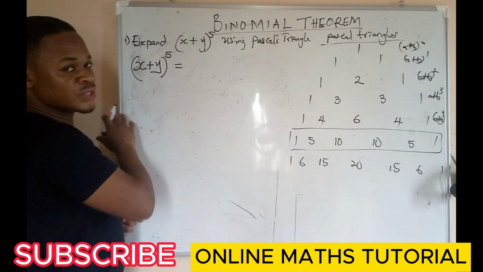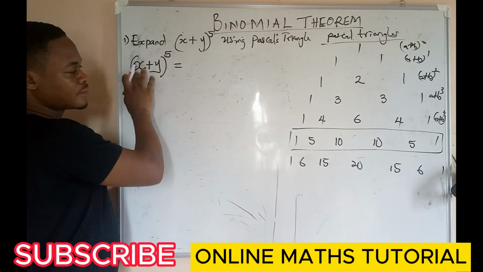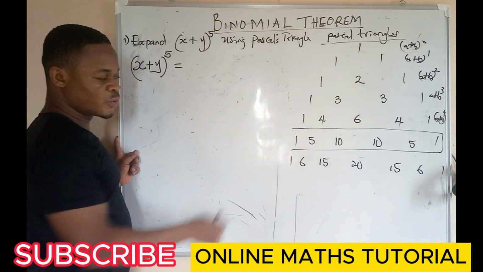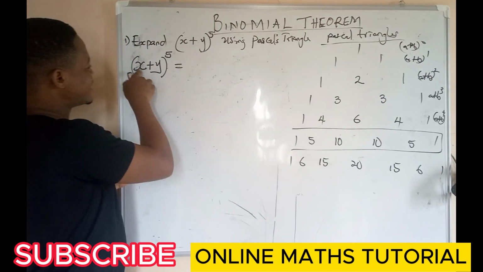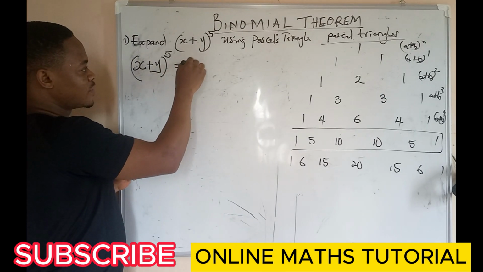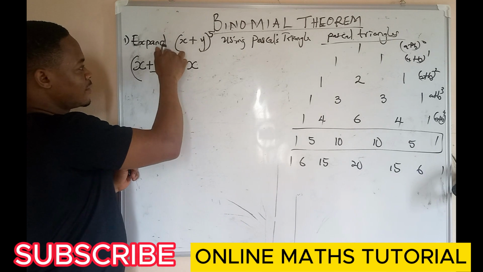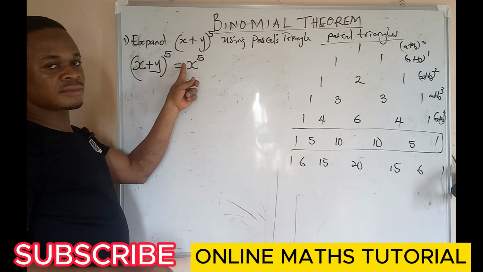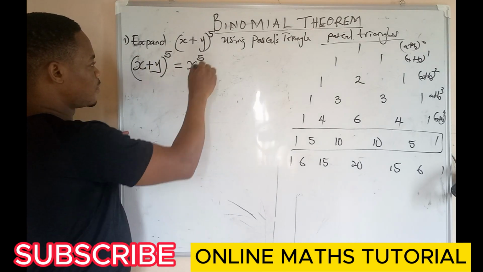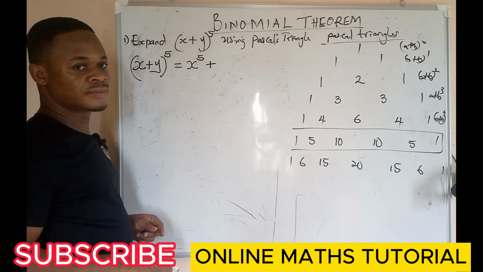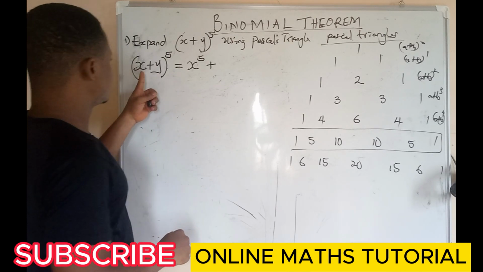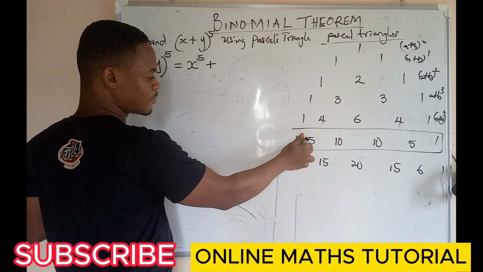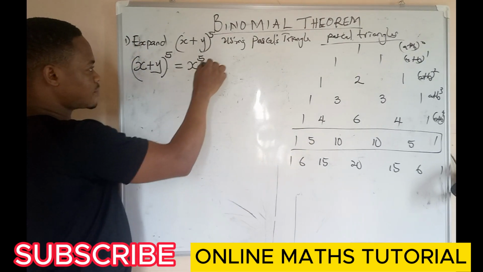So the first thing you do is you take the first one. The coefficient there is 1. The first one, which is x, that's the first one you take, x raised to the power 5. The coefficient is 1, plus the second one. What is the coefficient here? The coefficient here is 5.